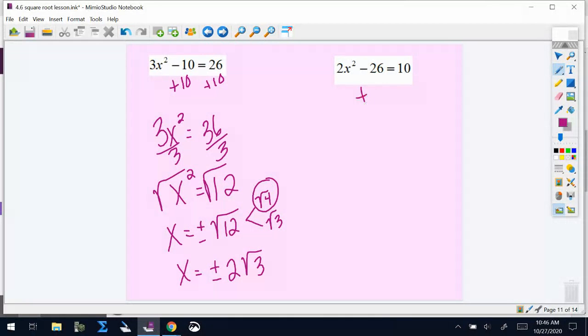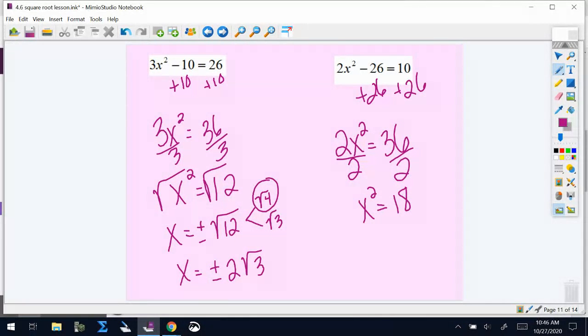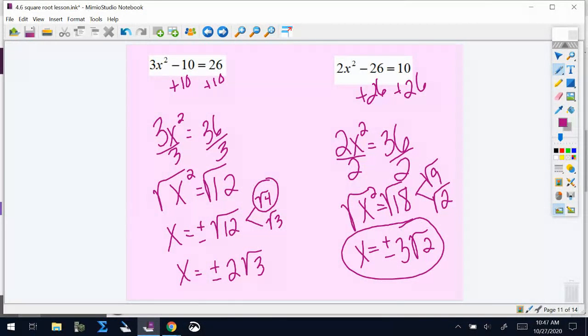For this one, I'm going to add 26 to start getting x squared by itself. So I have 2x squared equals 36. Divide both sides by 2. So I have x squared equals 18. Take the square root of both sides to get x by itself. Don't forget the plus or minus. 18 is not a perfect square, but it can be broken down into 9 times 2. The square root of 9 is 3, and then the square root of 2 is left under the radical. And don't forget the plus or minus in the beginning.